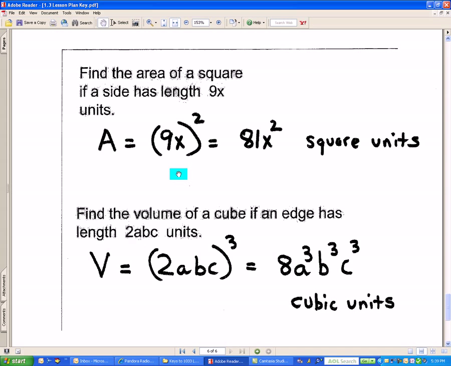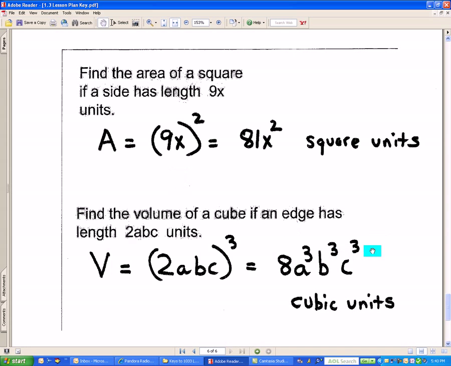9 squared is 81, x squared is x squared. My answer is 81x squared. You need to also make sure you're using the correct units. Remember, when you're finding area, it's like if you were carpeting a room, your units would be square units, like square yards. In this case, we're just going to say square units, since we don't know whether it's square feet, square inches, square miles, we just don't know.